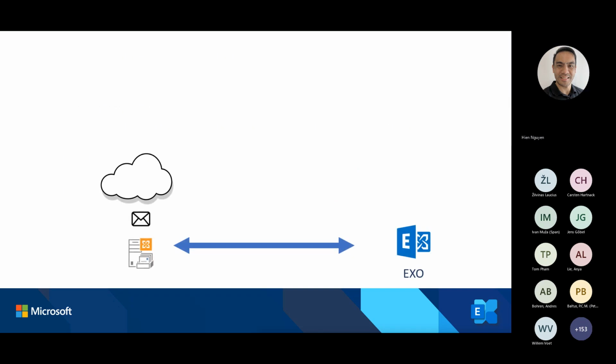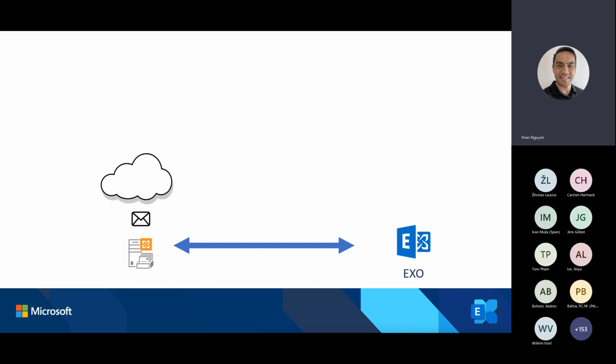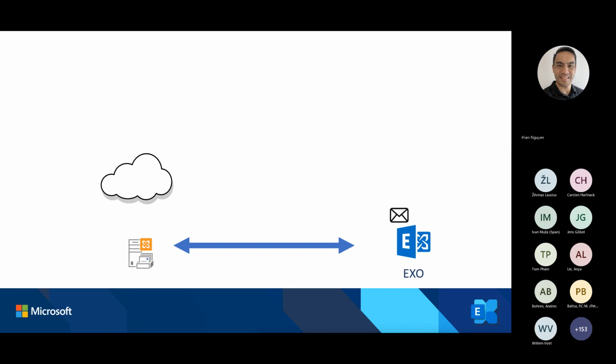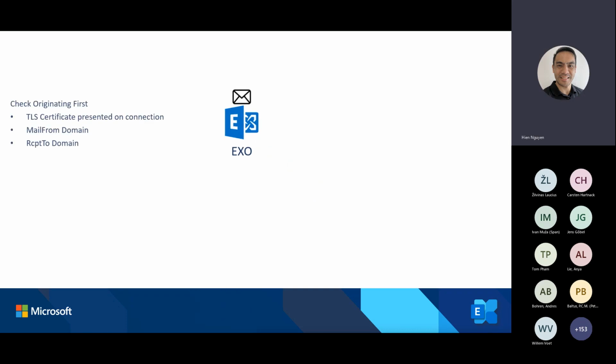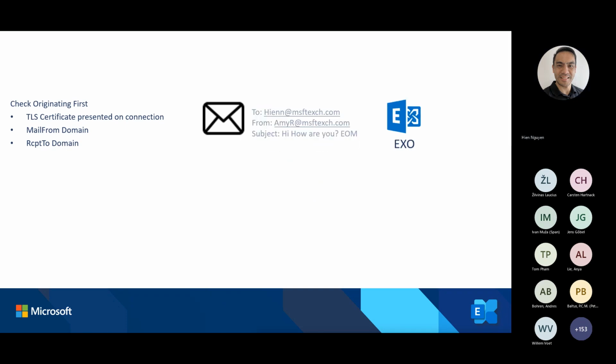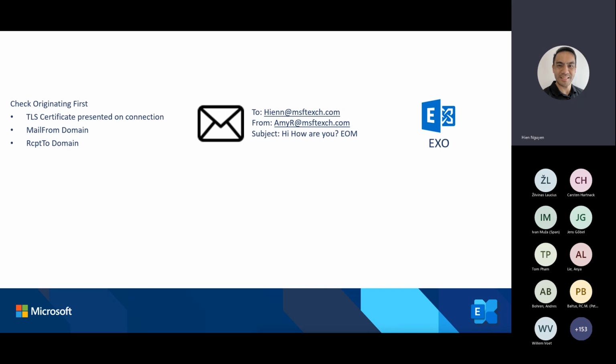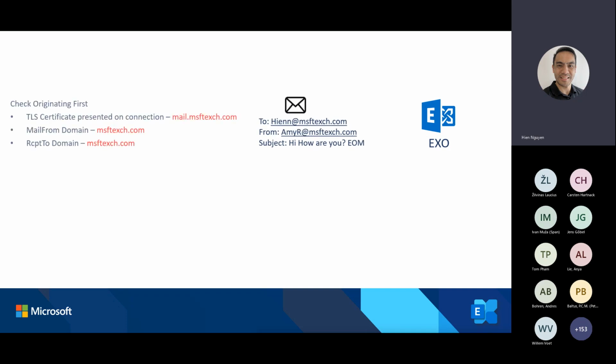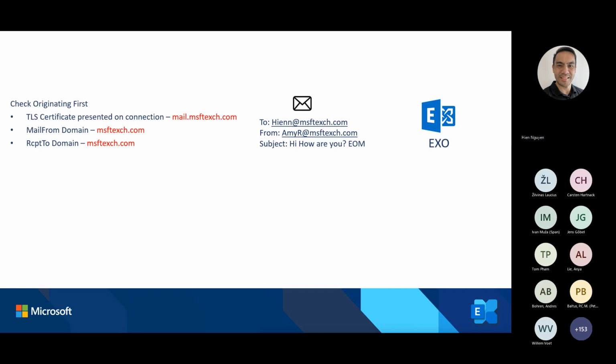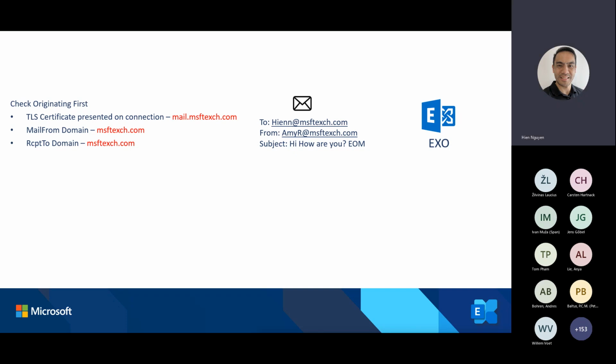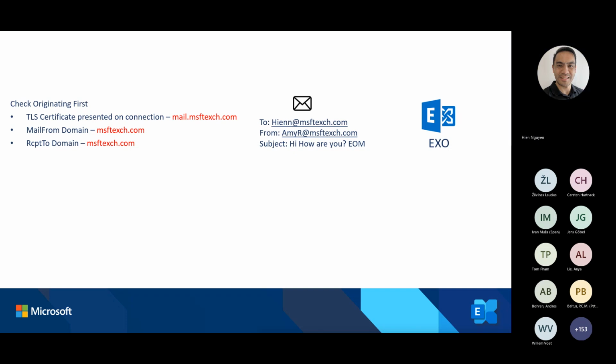So when mail comes from on-prem to Exchange Online, what do we do? Exchange Online checks if the email is originating first. So we look at, in the example that I did in the first part, the TLS certificate presented. In my lab, it was mail.msftexchange.com. We also look at the mail from domain of the email and the recipient domain of the email.